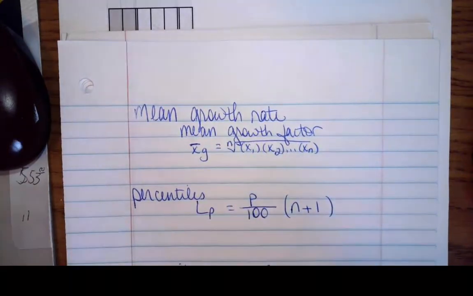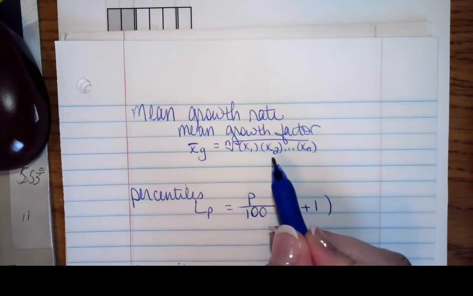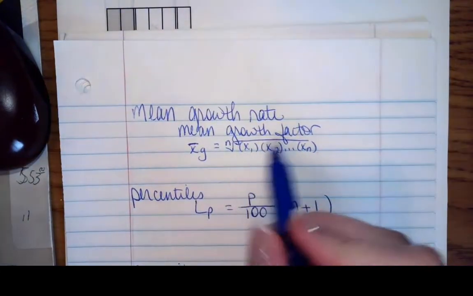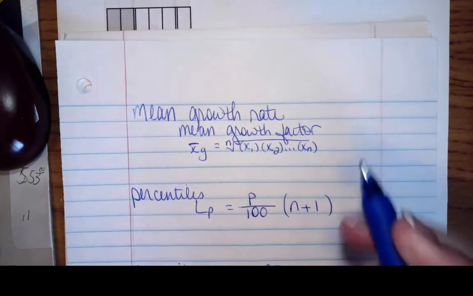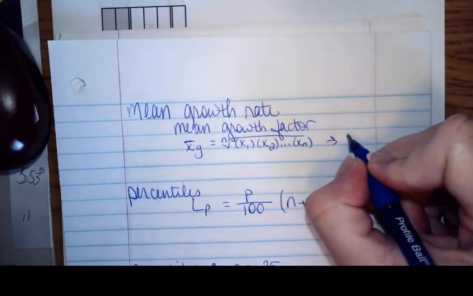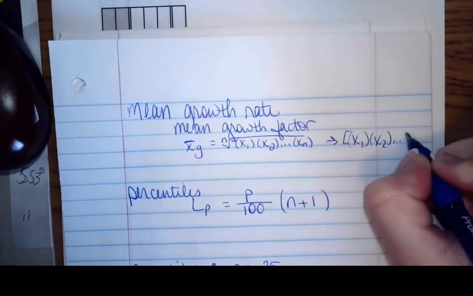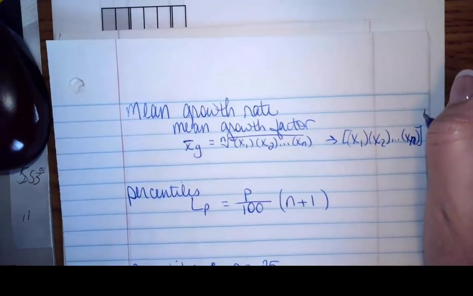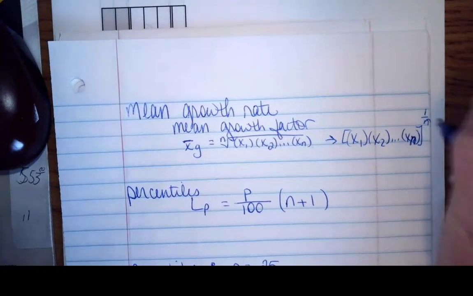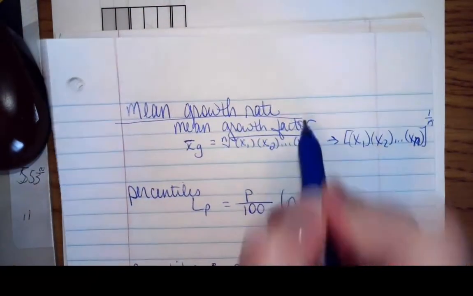And one of the ways that you can do that on your calculator is to raise this answer, if you just multiply, to the 1 over the root that you're taking. Okay, so in this case, it would be this product, which is x1 times x2, and so on, all the way till we get to the final one, that's an xn, sorry. And we're going to raise that to the 1 over n power. So those are called rational exponents. Now, that's the mean growth factor.